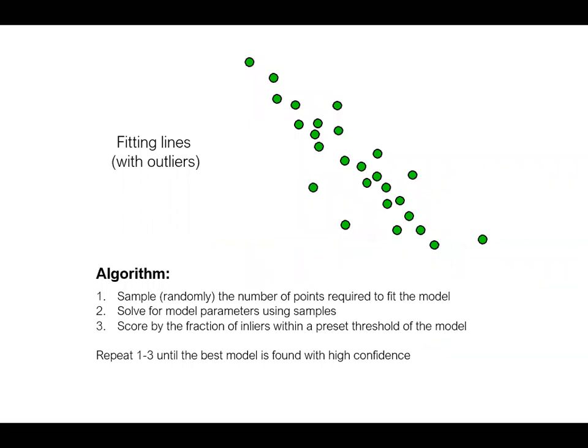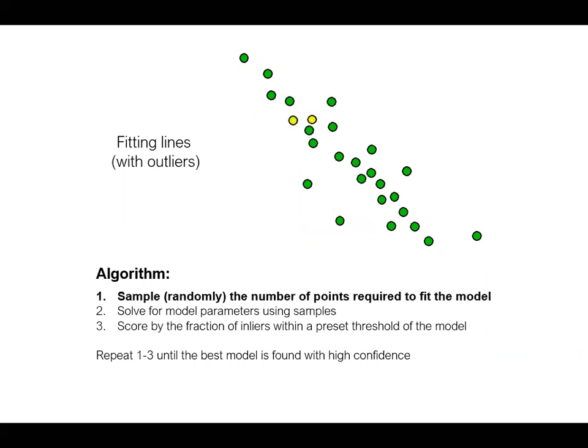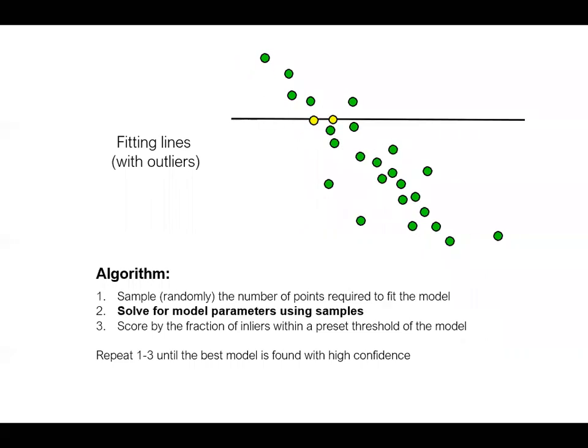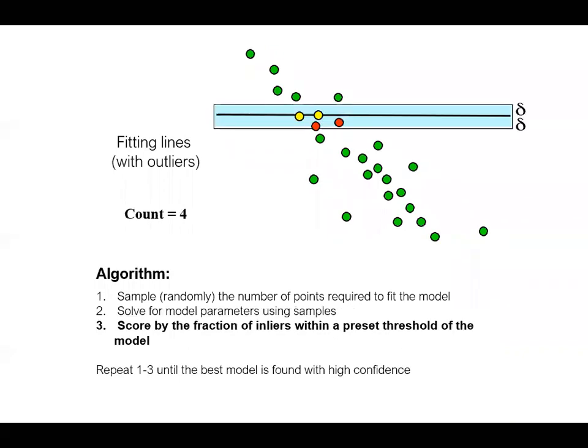RANSAC is saying, okay, so now we have these points. Sample randomly the number of points required to fit the model, assuming that you will choose your model as a line. What is the lowest number of points that you need to draw a line? Just 2. Choose these 2 randomly, and then draw the line. Okay, so I solve for the model parameters, and then using that I solve for the line. Next.